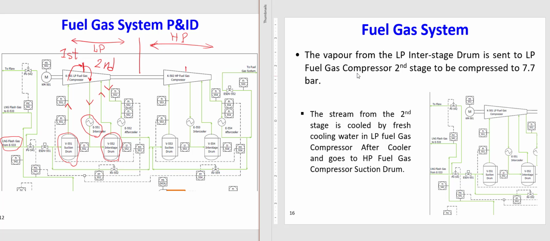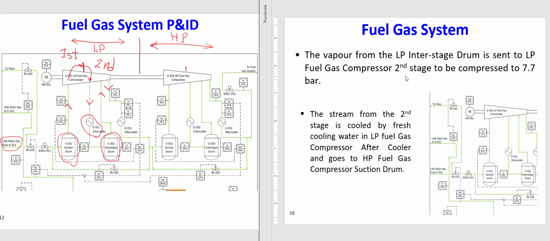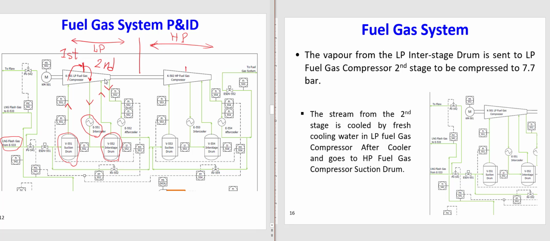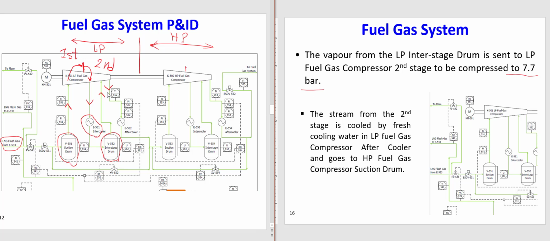So the vapor from the low pressure interstage drum is sent to the low pressure fuel gas compressor second stage. As I said, after the interstage drum, it goes to the second stage, and the pressure will increase up to 7.7 bar. So now my vapor here is at 7.7. The pressure almost increased twice.